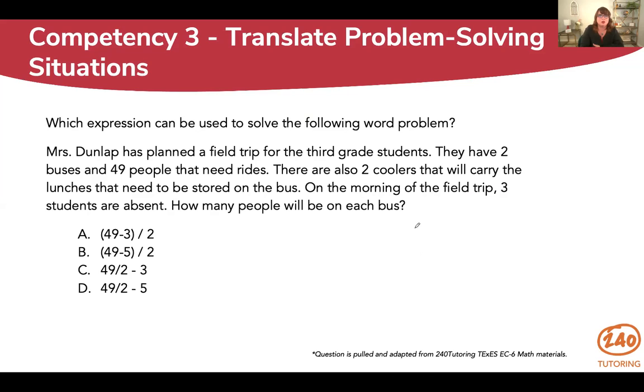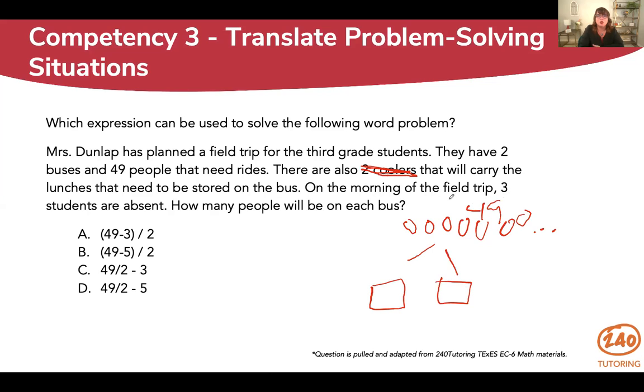So I'm just going to draw a quick sketch. I have a whole bunch of people up here. These are all my little 3rd graders, okay? There are 49 of them, and I've got to get them on 3 buses, or on 2 buses, sorry. I got to put these kids on these 2 buses. Most of you see division. All right, easy enough. Some of you might have gotten hung up on the 2 coolers. Guys, that's extra information.